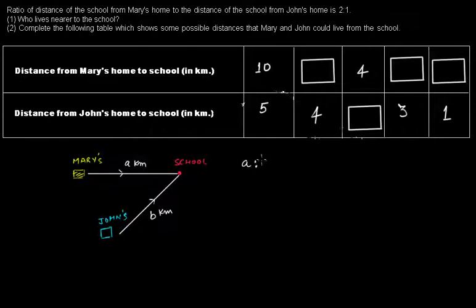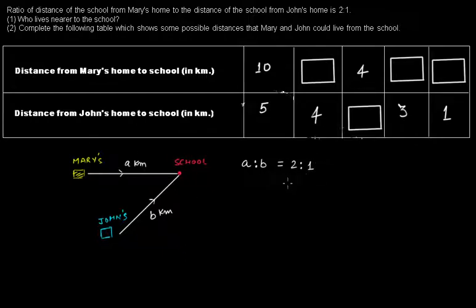a ratio b. So a ratio b means what? The ratio of the distance of the school from Mary's home to the distance of the school from John's home. So this is a ratio b, and this is equal to 2:1, right? We don't know the exact distance. Now what it's asking is who lives nearer to the school.